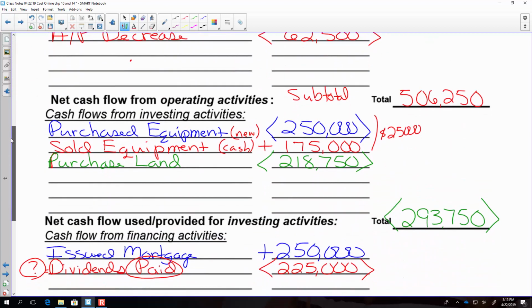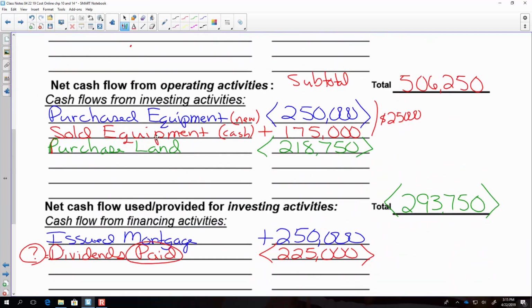Once I have the purchase and sales and another purchase here of land entered for this particular section, it comes again with another subtotal on the investing. So we have the 506,250 operating positive cash flow being offset now by the 293,750 investing spent, right? Investing dollars spent.